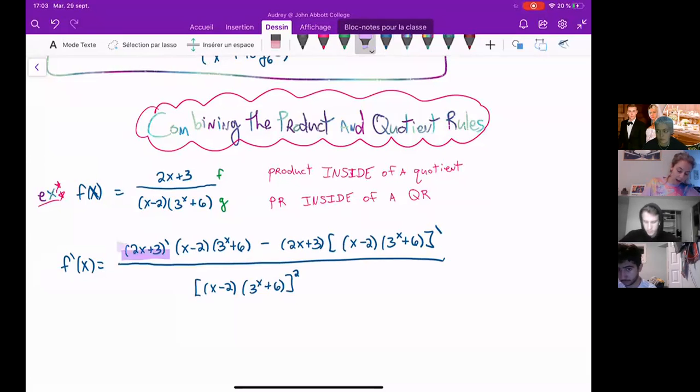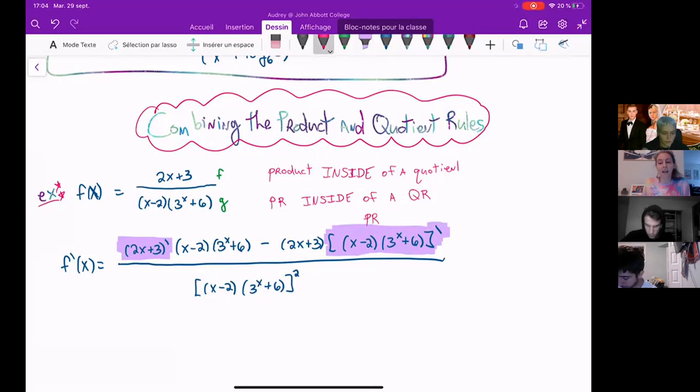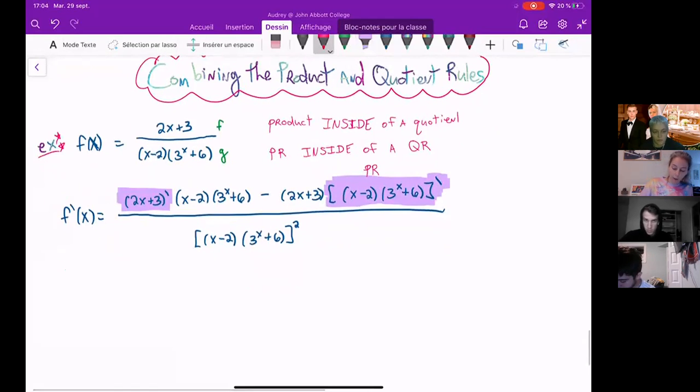Let's look at the things that I have primed here. The first thing I have primed is 2x plus 3. Is that going to require a product rule? No. What's the derivative of 2x plus 3? 2. Then the second thing I have primed is the whole denominator. Is that going to require a product rule? Yes. So now we see how that product rule showed up inside of my quotient rule. I just did the exact same thing that I was normally doing for my quotient rule, and it just so happened that one of the primes I had is a product. So I'm going to need to apply my product rule. I'm going to do that now.